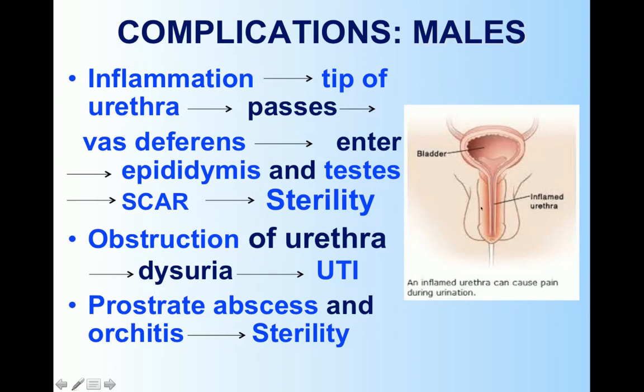When the infection is there in the urethra, there's going to be obstruction of the urethra leading to dysuria, and all signs and symptoms of urinary tract infection would be seen. Prostatic abscesses as well as orchitis have been seen with this pathogen, and this leads to sterility of the individual.